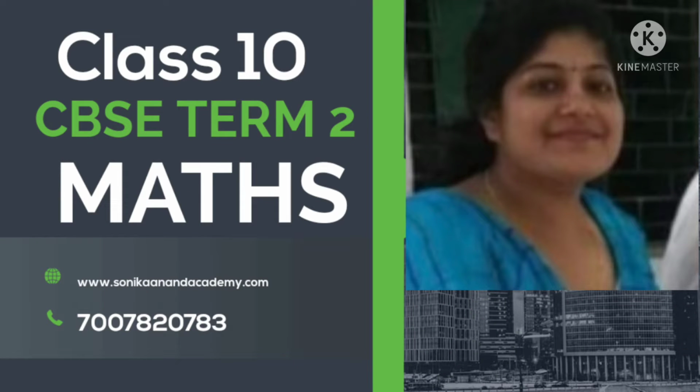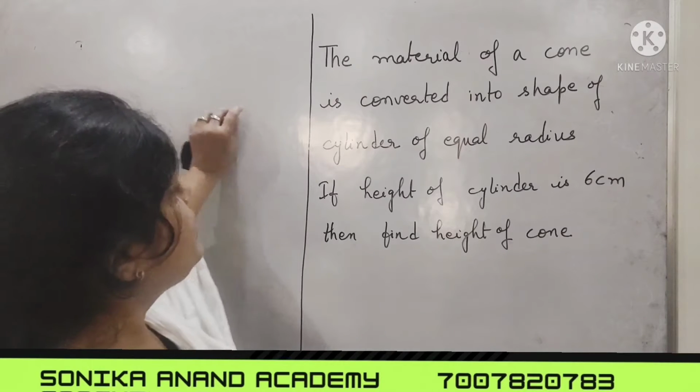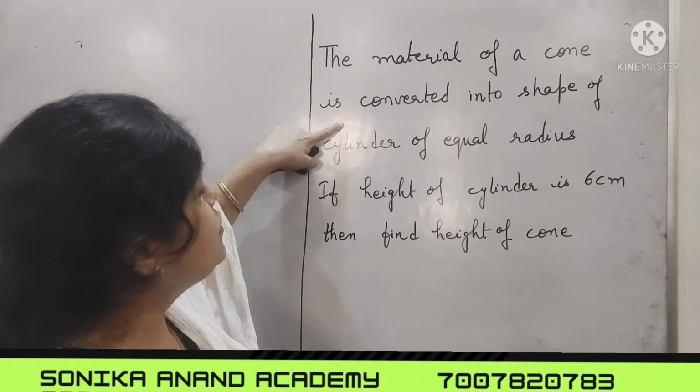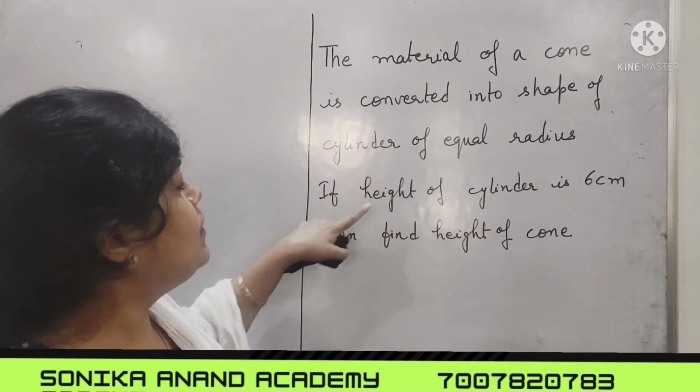Now we are going to solve these types of questions of surface area and volume of class 10th. Now question number 1. The material of a cone is converted into the shape of a cylinder of equal radius.